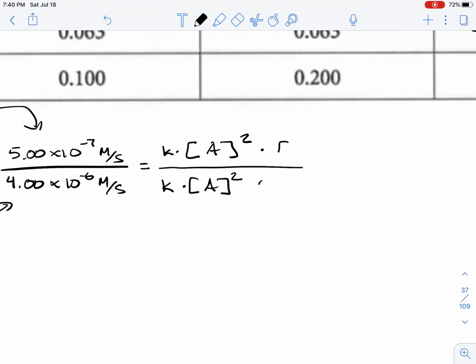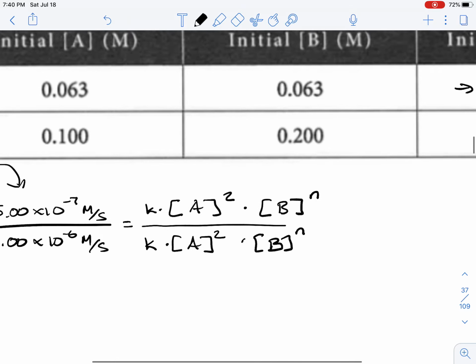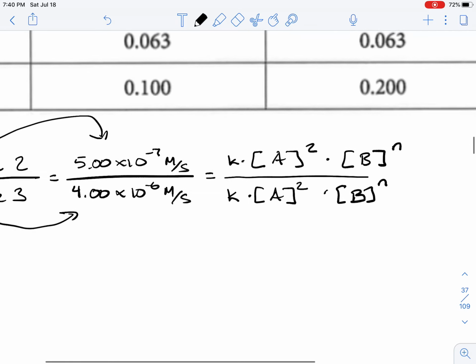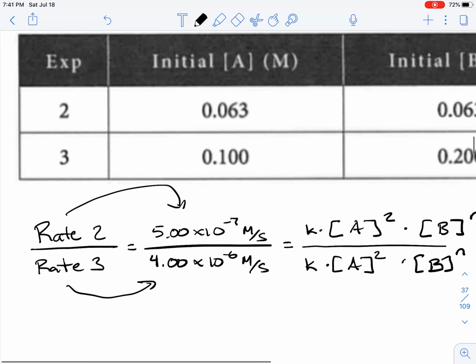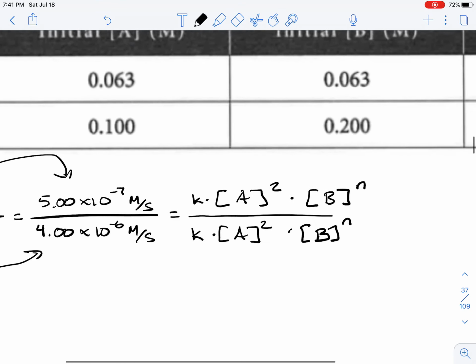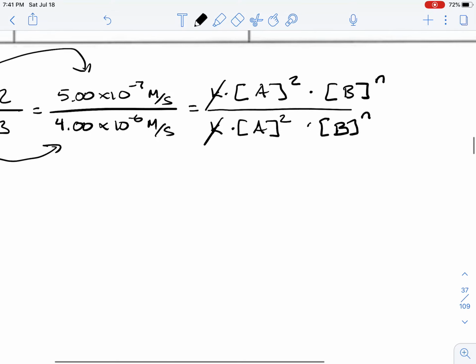times the concentration of, in this case, B raised to the n power. So we don't know the value for the order of reaction for B, but we do know the order of reaction for A. And so we're going to assume that these two experiments were performed under the same temperature. So therefore, the rate constant k can cancel out.